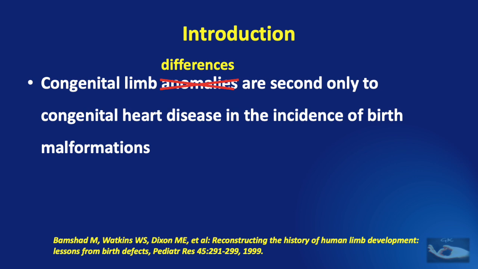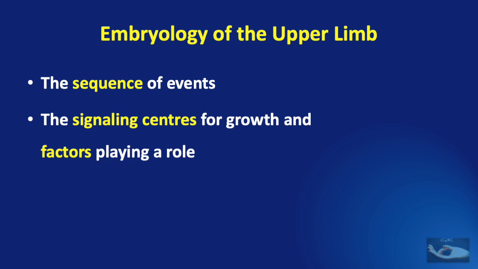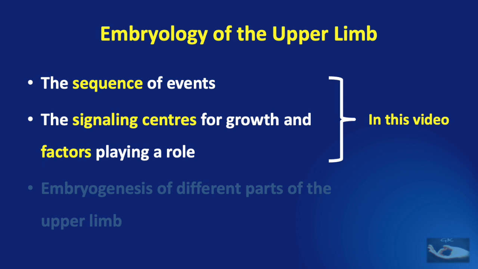So, congenital limb differences. Before learning about the different congenital limb differences and their management, it is important to learn how the hand develops in the embryo and the fetus. We will learn about this embryology first by learning about the sequence of events, the signaling centers for growth and the factors that play a role, and finally the embryogenesis of different parts of the upper limb. The first two we shall see in this video, that is the sequence of events and the signaling centers for growth and factors playing a role.